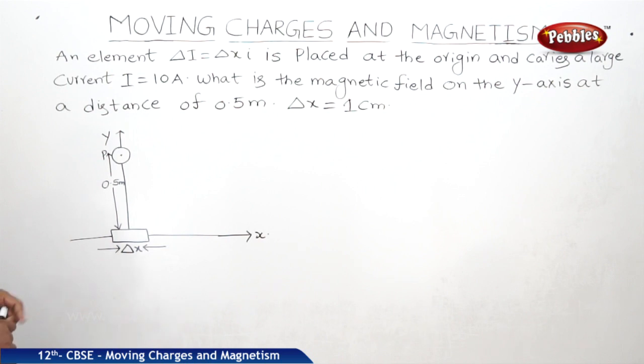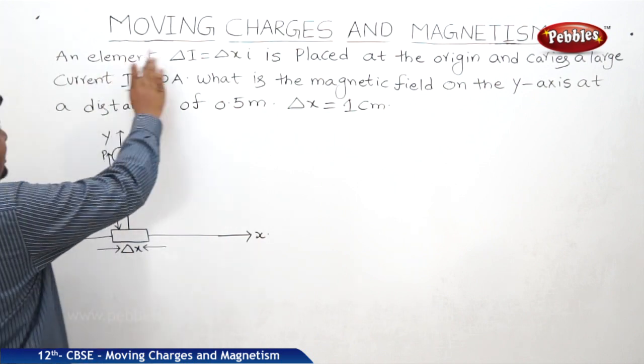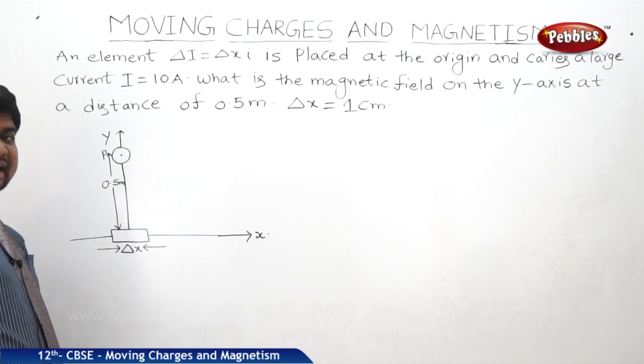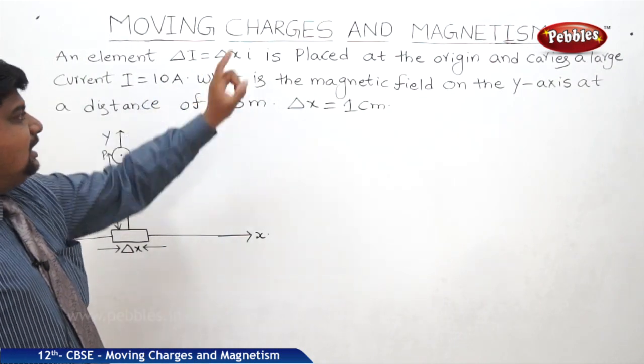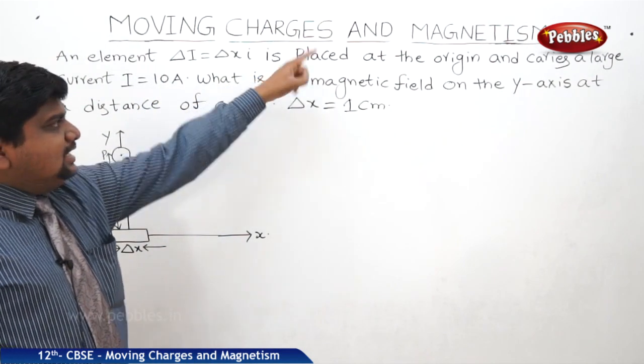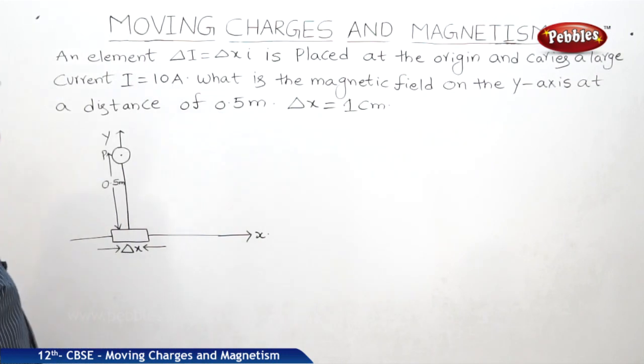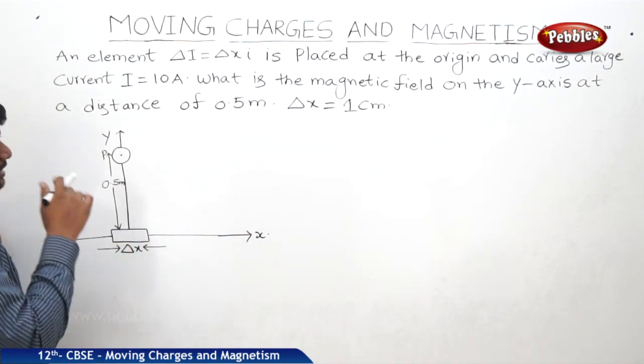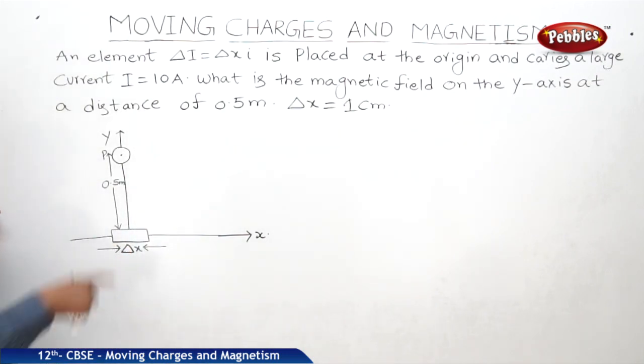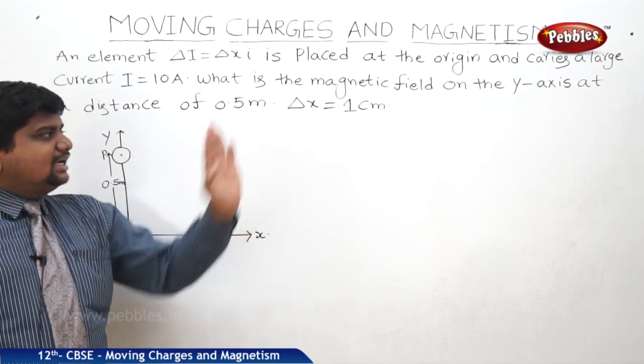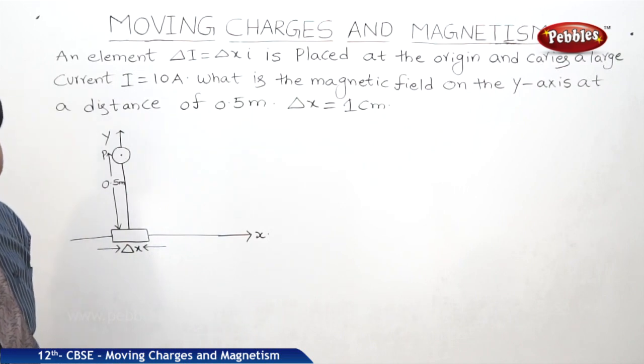So the content of the problem is like this. An element carrying a current Δl, which is equal to Δx along the x-axis, is placed at the origin and carries a large current I equal to 10 amperes. What is the magnetic field on the y-axis at a distance of 0.5 meters, where Δx is equal to 1 centimeter?